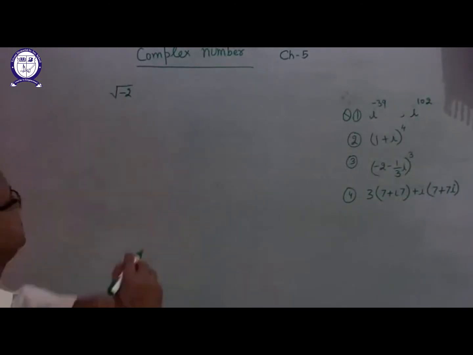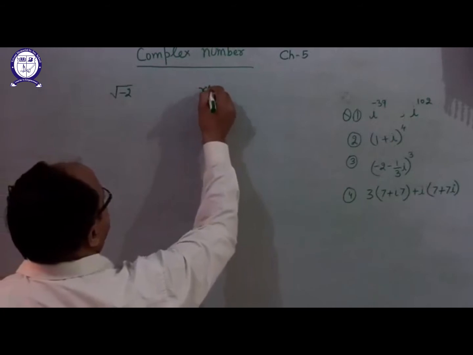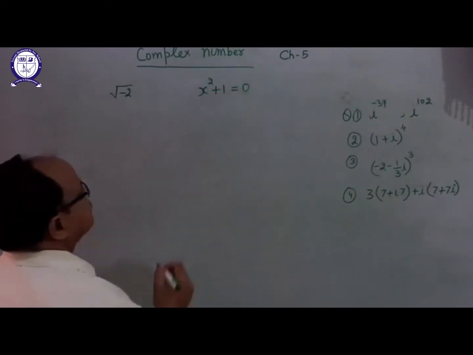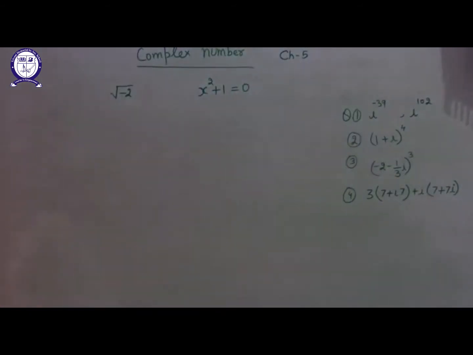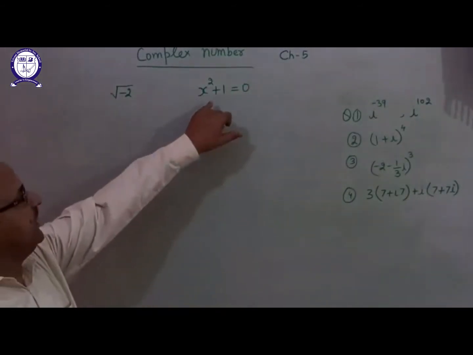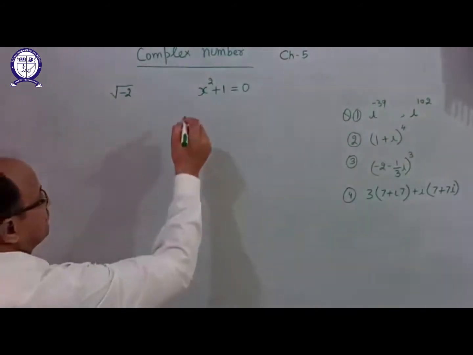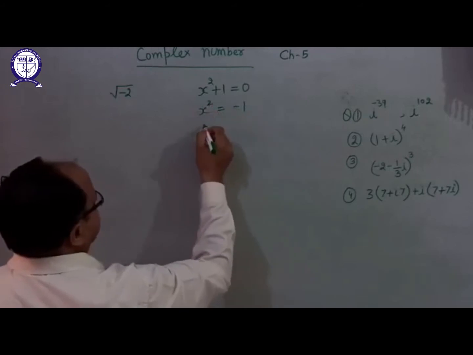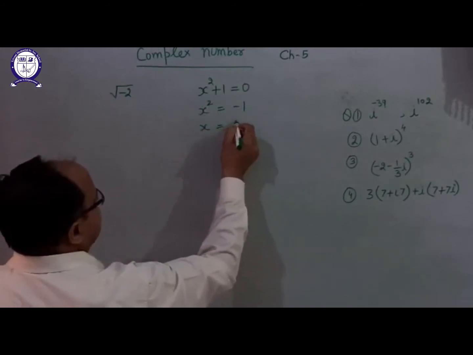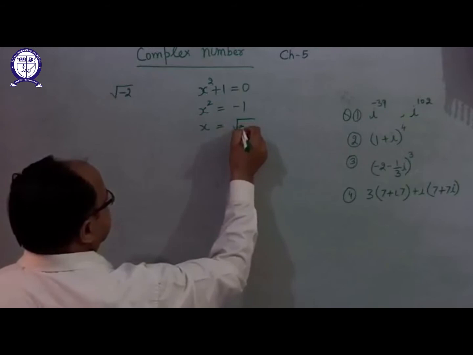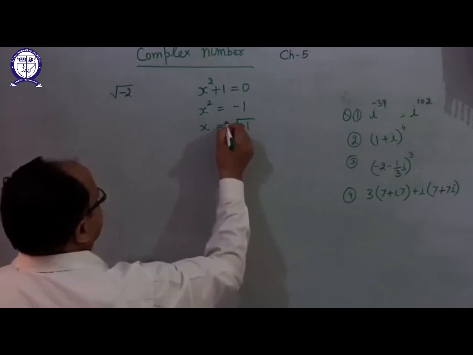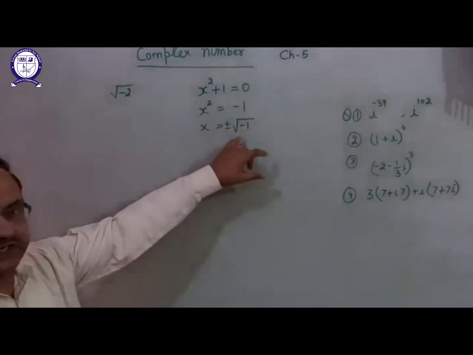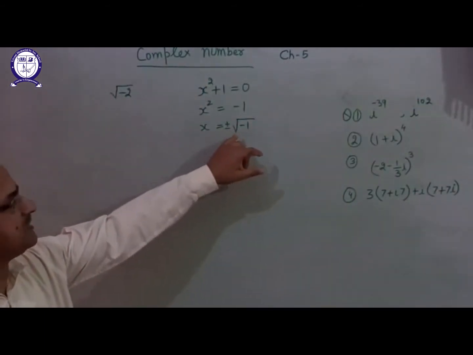In class 10th, suppose for example x square plus 1 is equal to 0. Can you find the value of x? x square is equal to minus 1. x is equal to plus minus root minus 1. So it is not real, it is complex, it is imaginary.